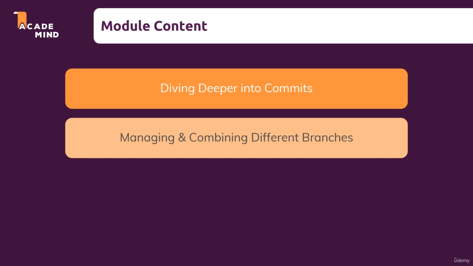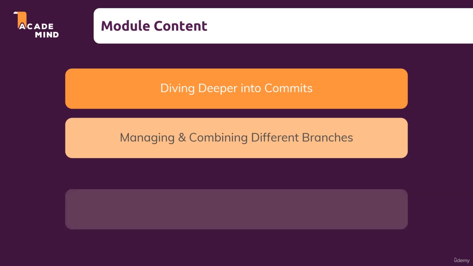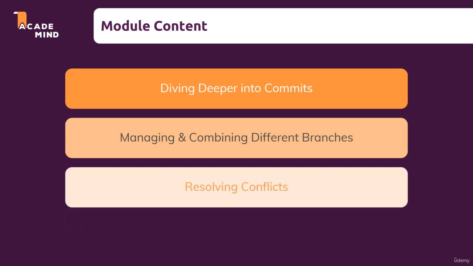We had a look at the merge command already in this course. We'll have a look at this again and also learn new commands to do exactly such kind of operations. And while combining branches, conflicts may arise, so we'll have a look at how we can resolve such conflicts in Git. That's what's inside this module. Let's get started.